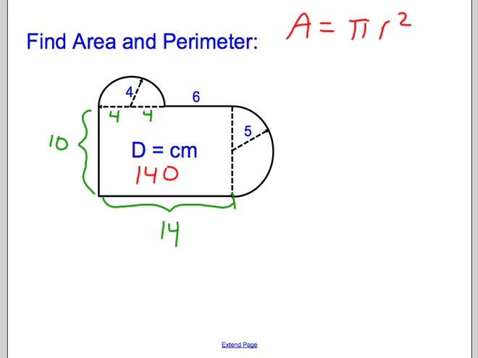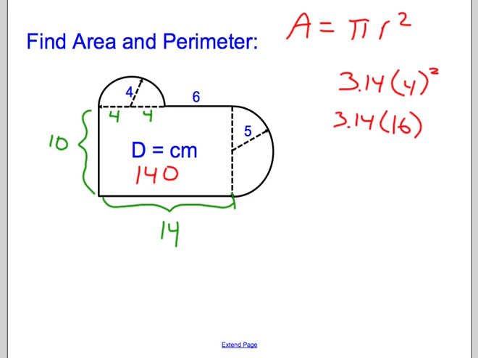Alright, now let's go into our circles. Let's start with the little one this time. That's going to be 3.14 times the radius. Diameter is 8, radius is 4. And then we need to square that. What's 4 squared, class? 16. Now bring your calculator in.